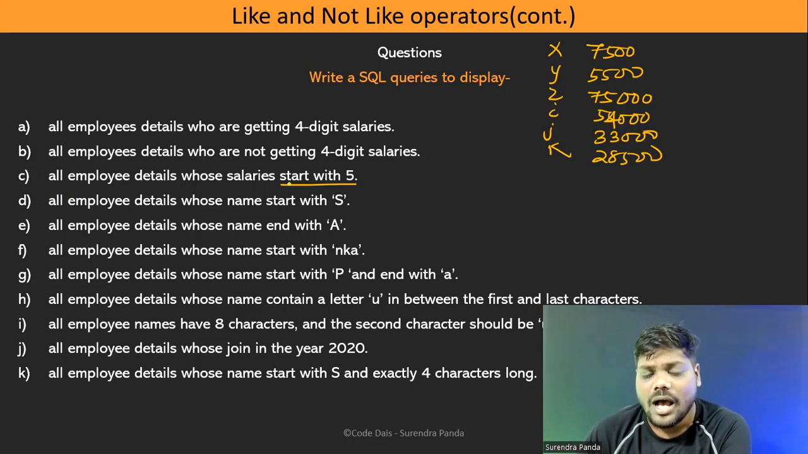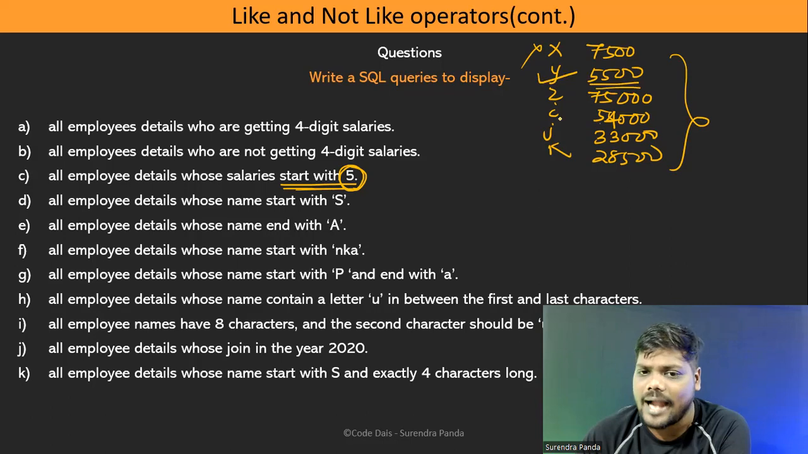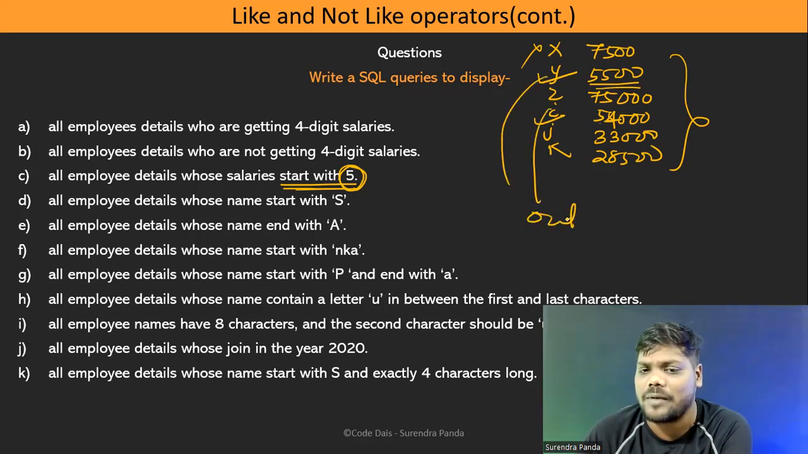so those who are getting a salary that should be started with 5. Tell me, what is your expected output? This salary is not started with 5. This is started with 5. So our expectation is this one and this one. These two we want as output basically, right?